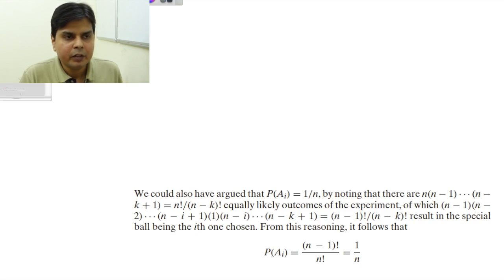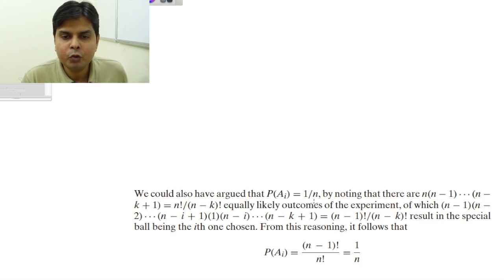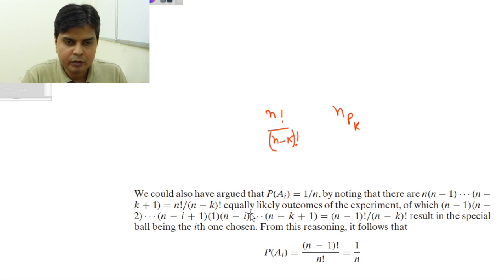You see, this also can be derived: P(Ai) is equal to 1 by n, by noting that there are n factorial by n minus k factorial equally likely outcomes. This is just nPk, that you have to arrange k things from n things, of which n minus 1 result in the special ball being the ith one chosen. So you divide this, you will get the probability of Ai as n minus 1 factorial by n factorial, which is 1 by n. Let me solve this again.